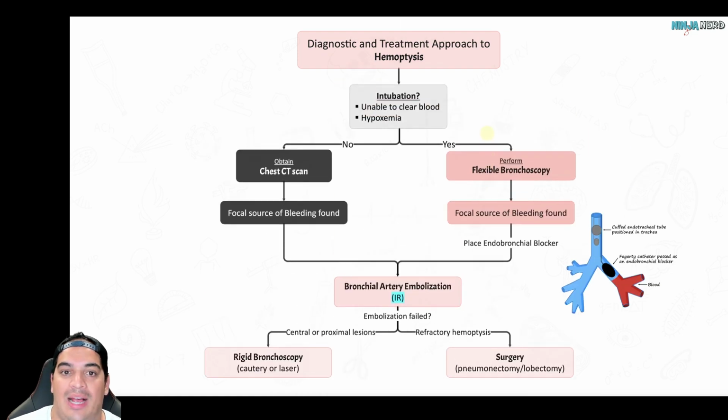All right, so that's how we would diagnostically and treatment-wise approach hemoptysis.